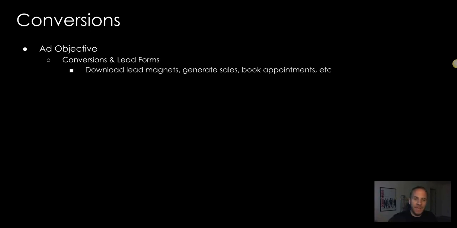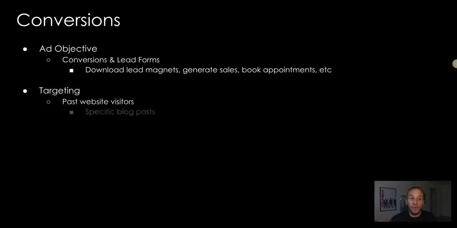And then the third tier, the third phase is conversions. The ad objective is going to typically be conversions or lead forms. This is asking them to download a lead magnet, generate sales if you're an e-commerce store, book an appointment, etc. You're asking them to take some specific type of action.